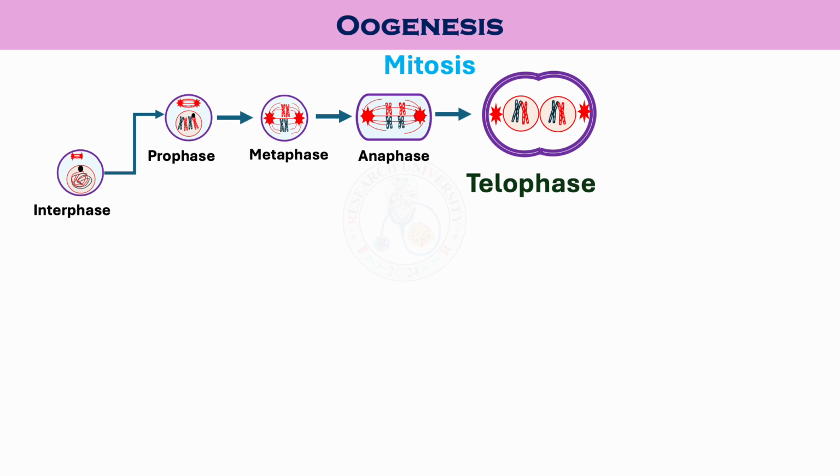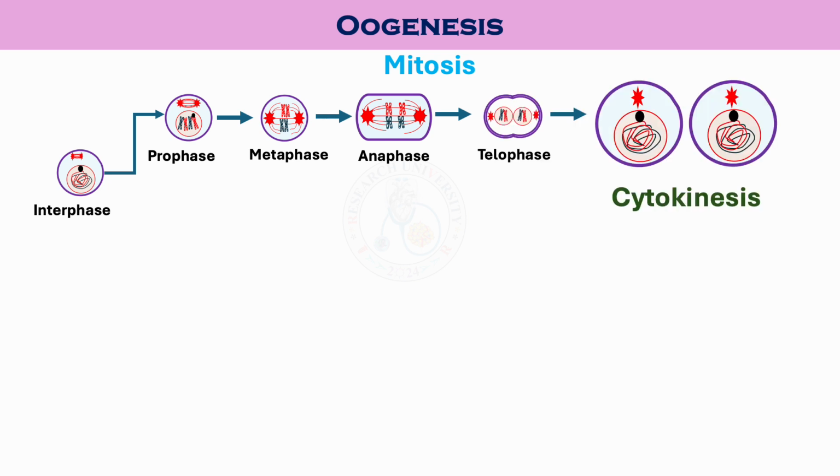Telophase begins when the separated chromosomes reach the poles of the cell. They begin to decondense back into chromatin, and the nuclear envelope starts to form around them. Meanwhile, spindle fibers are disassembled and the cell prepares for cytokinesis. The final phase of mitosis is cytokinesis. Cytokinesis occurs during late telophase or immediately after telophase. It involves the physical division of the cytoplasm, resulting in the formation of two daughter cells.